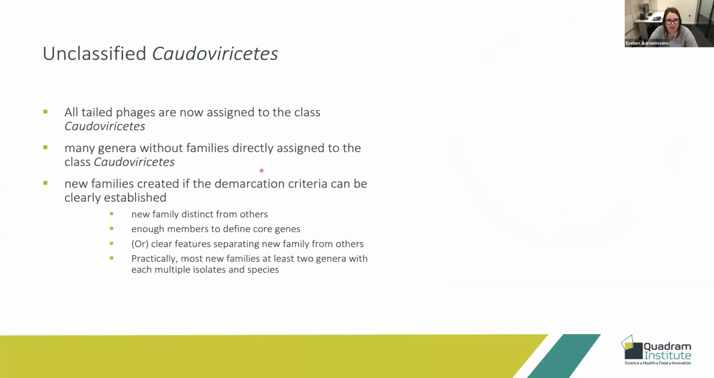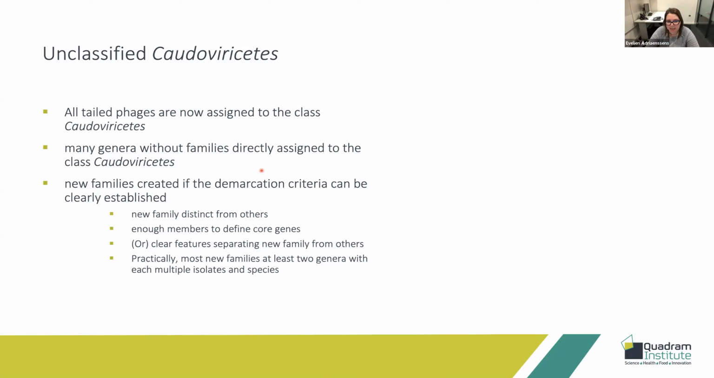But these are now only two families, so what about all of the other bacterial phages? All tailed phages are now assigned to the class Caudoviricetes. If we don't know anything about genus, subfamily, or family, we'll just say this is unclassified Caudoviricetes. There are now many genera that were created that were in, for example, the family Myoviridae or family Siphoviridae, and we haven't been able to get new family information yet. They are now directly assigned to the class Caudoviricetes. And then we are gradually establishing new families if we can establish clear demarcation criteria.